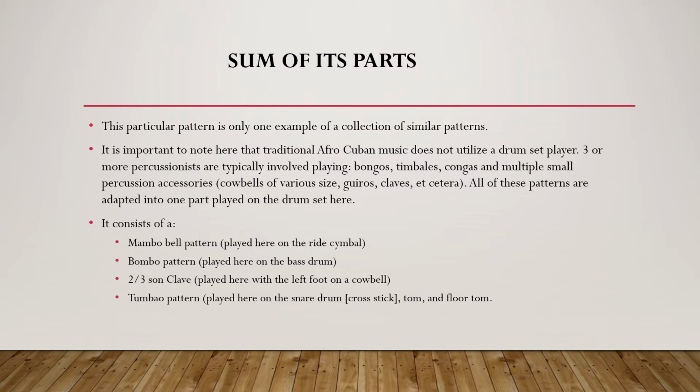It consists of a mambo bell pattern, which I play on the ride cymbal, a bombo pattern, which I play on the bass drum, a 2/3 son clave, which I will talk more in detail about later on, that I play on the left foot on a cowbell. Please note initially, this is an advanced method. The clave does not need to be played on the left foot for these patterns to be studied or to work. And finally, the tumbao pattern, which I play on the snare drum with a cross stick sound, which I will explain in further detail as well, and then the tom and the floor tom.